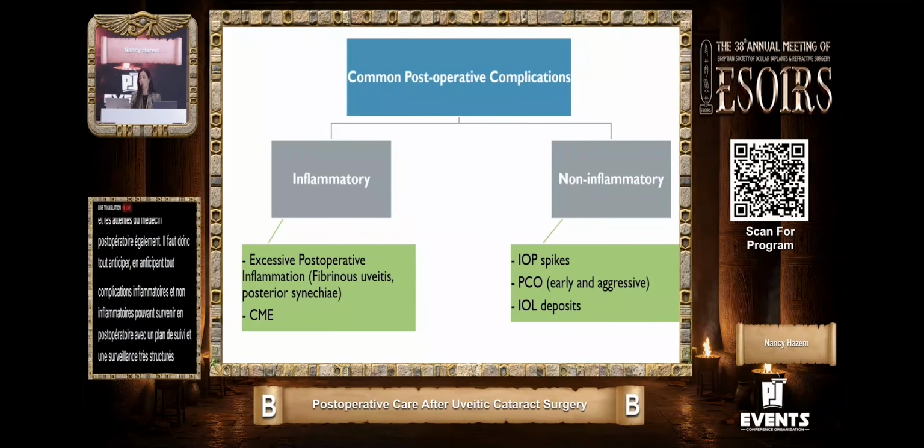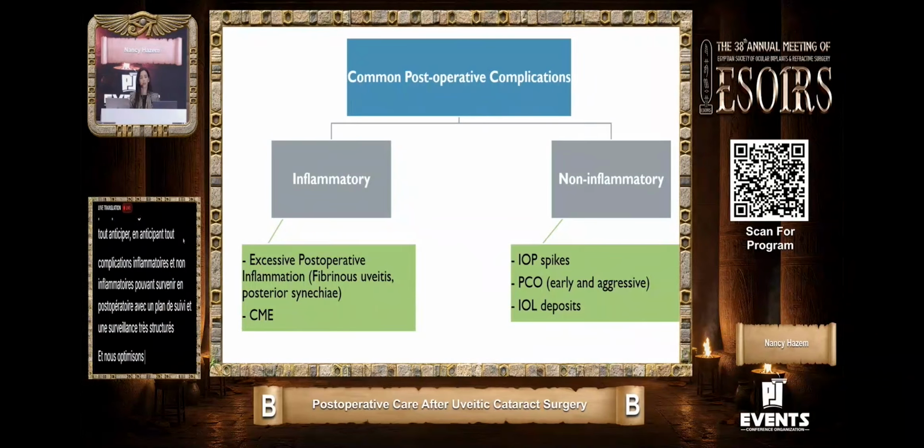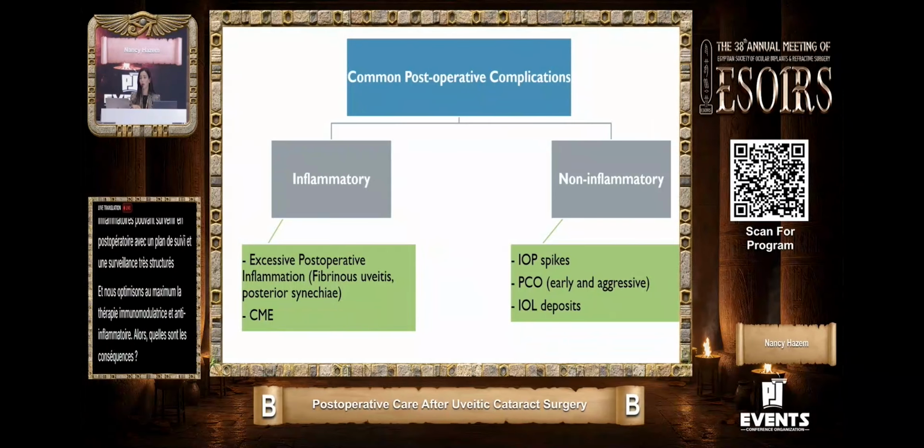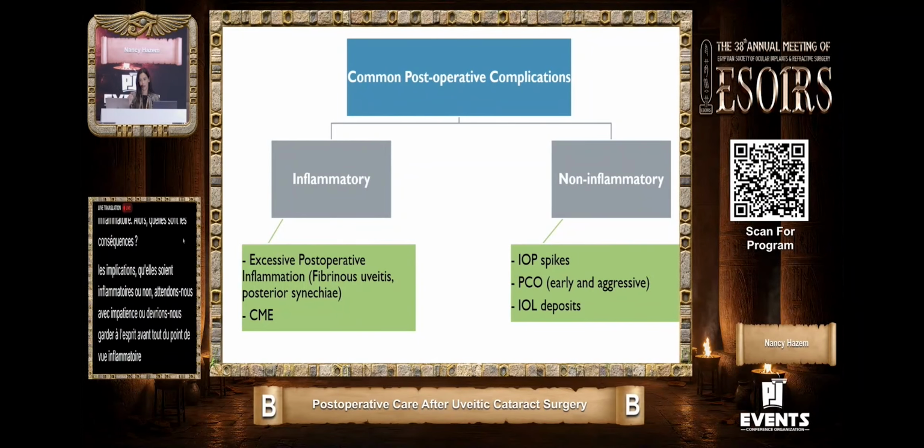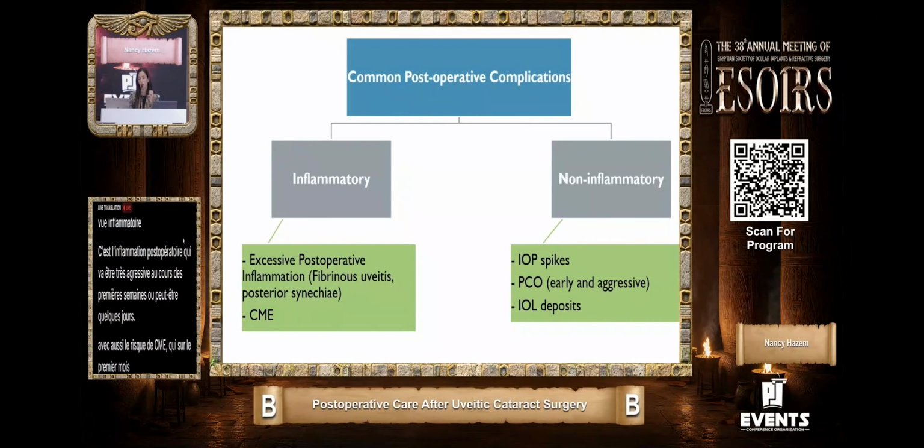So what are the complications, whether inflammatory or non-inflammatory, that we should keep in mind? First of all, inflammatory-wise is the post-operative inflammation that's going to be very aggressive in the initial few weeks or maybe few days, with also the risk of CME, which stays with us over the first 3 months or more. And usually CME is the leading cause of suboptimal visual recovery in patients with uveitic cataracts.